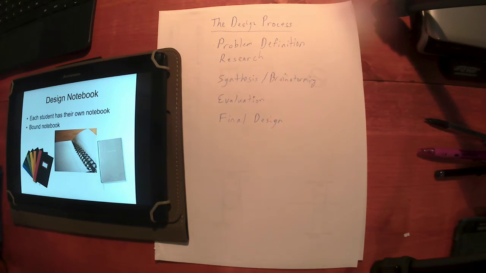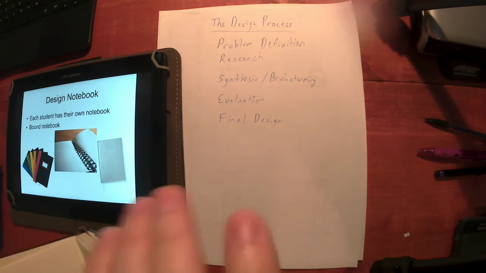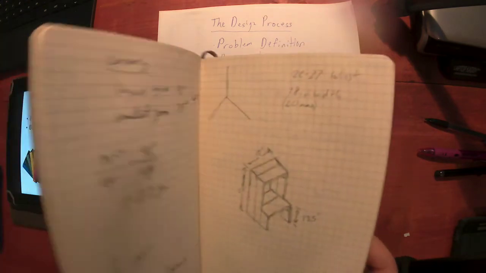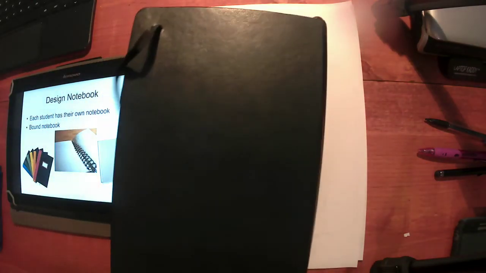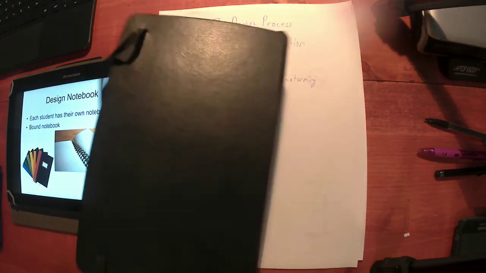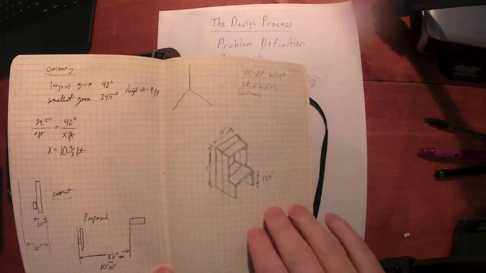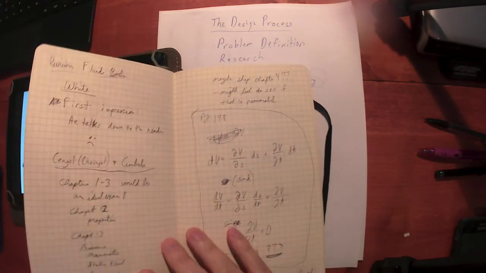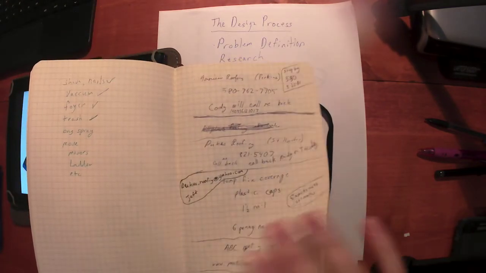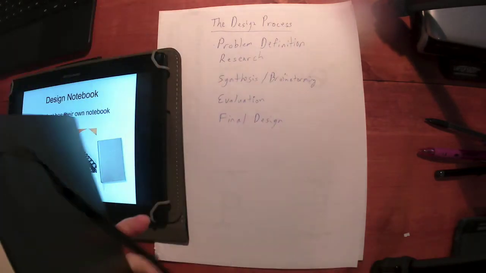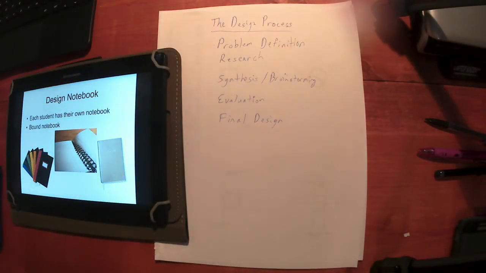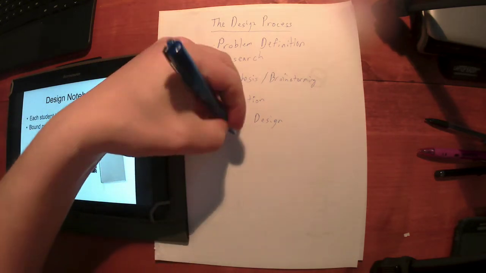This is a notebook I keep here. This is what's called a Moleskine, right? Not necessarily endorsing it, but these guys, this is a top quality notebook. And this is where I keep different information, different things that I need. This is my personal notebook, and various projects, personal and professional, are kept in there. If you want to keep a design notebook, right?